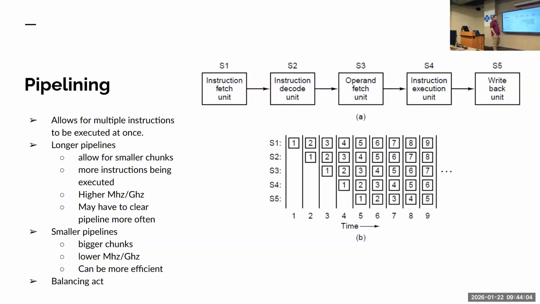And one way to help get a lot of instructions going at a time is pipelining. Okay, and pipelining is basically, running an instruction is not just one step. It usually takes a lot of steps to run an instruction. And so if we can break those steps up into discrete things, then we can have a different instruction at every step.